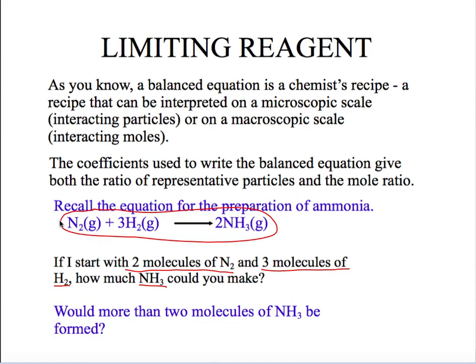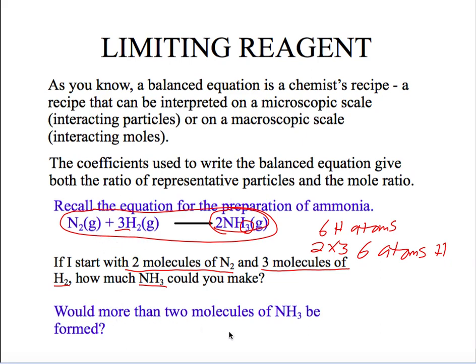Well, we said if we had 1 of N2 and 3 of H2, we could make 2. So I have 2 of N2, but I have 3 of H2. So I'm only going to be able to make 2 ammonias because those 3 molecules of hydrogen are going to give me 6 hydrogen atoms. And each ammonia takes 3, and 2 times 3 is 6 atoms of hydrogen. So my limiting reactant here is going to be my hydrogen because I run out.